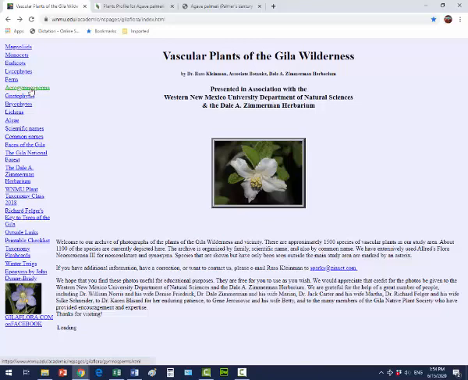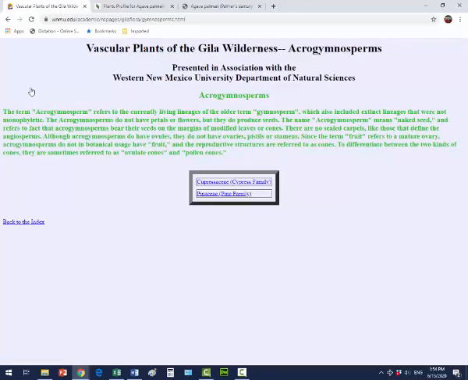One last group, and I could do the ferns, but the one last group I'm going to talk about would be the acrogymnosperms. They are not angiosperms. They do not have flowers. They're not flowering plants. It kind of came out of this old gymnosperm, which you may have heard of way back. No petals or flowers. They do have seeds, so they are seed plants. Acrogymnosperm means naked seed, and their seeds are born on the margins of modified leaves or cones. So no carpels like an apple has.